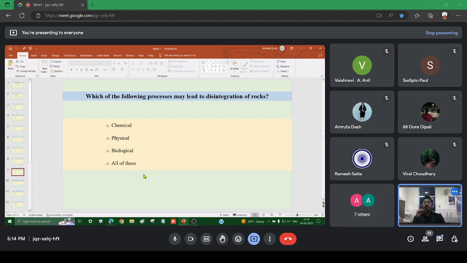Next question is, which of the following processes may lead to disintegration of rocks? I repeat, which of the following processes may lead to disintegration of rocks? Your options are chemical, physical, biological, and all of this. The options are chemical, physical, biological, and all of this.